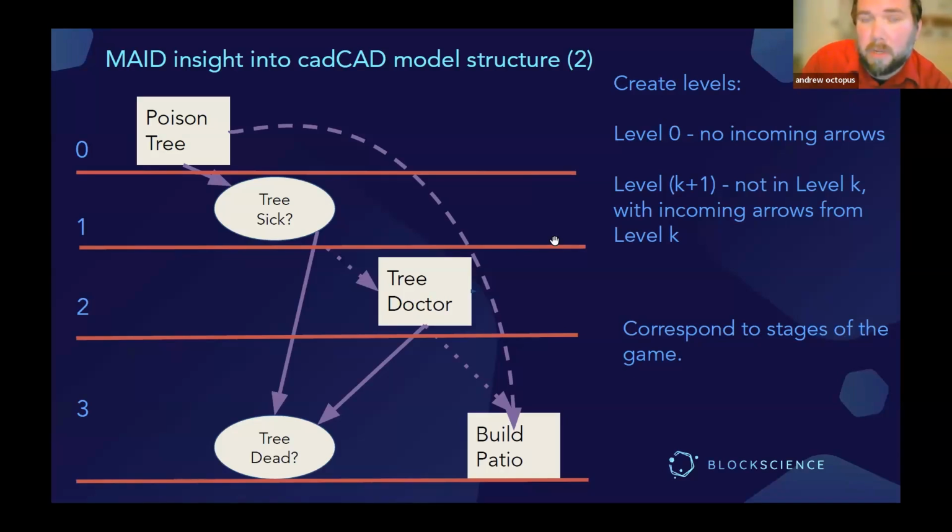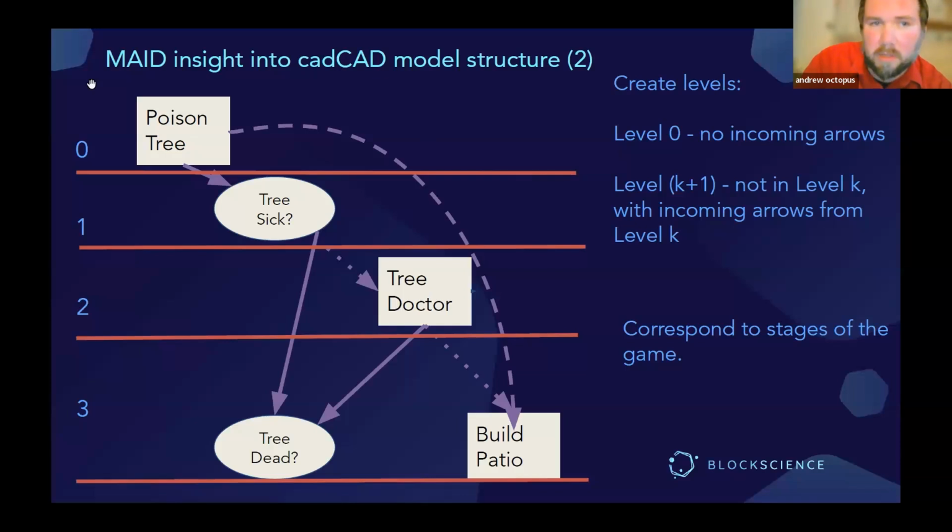If we look at the dependencies, you can start with level 0. This is a natural thing that happens in graph theory, where anything that does not have any incoming arrows goes on the 0th level. Then you inductively define the next level as anything that has an information or direct cause arrow coming in from the previous level. This lays out the order in which things need to happen. For instance, we don't make the decision about whether to call the tree doctor until we see whether the tree is sick or not.